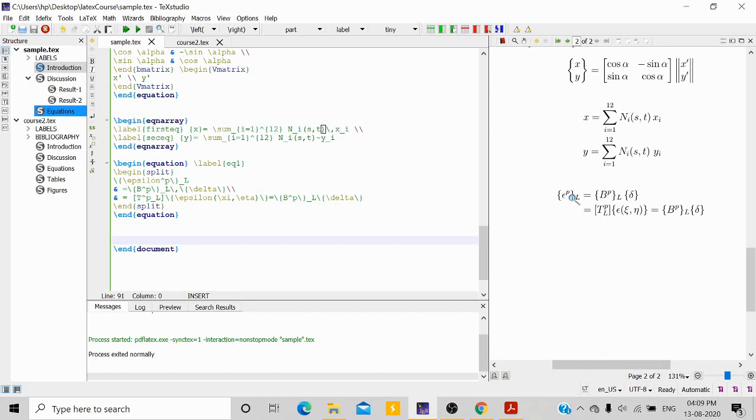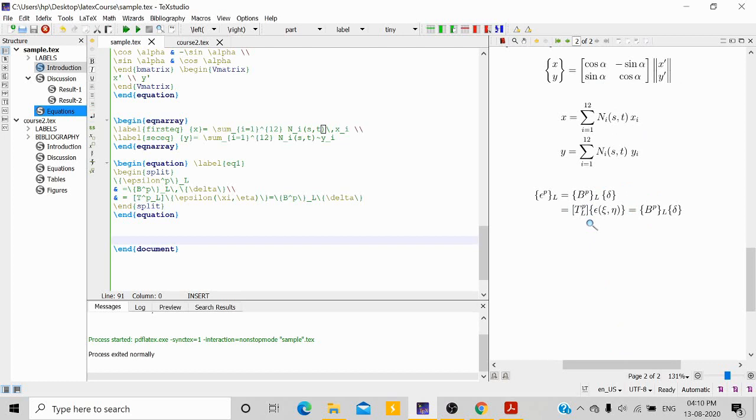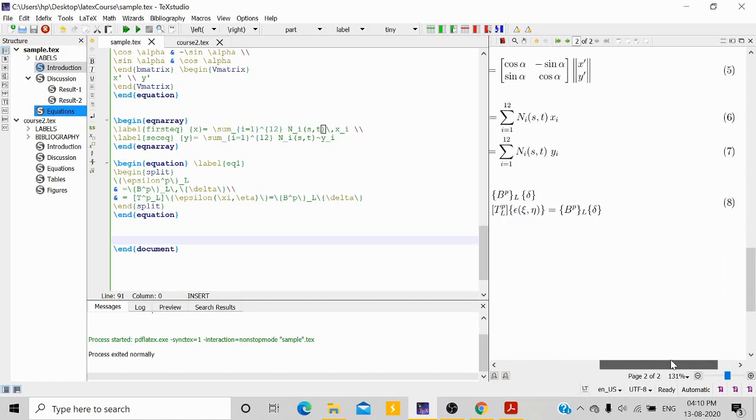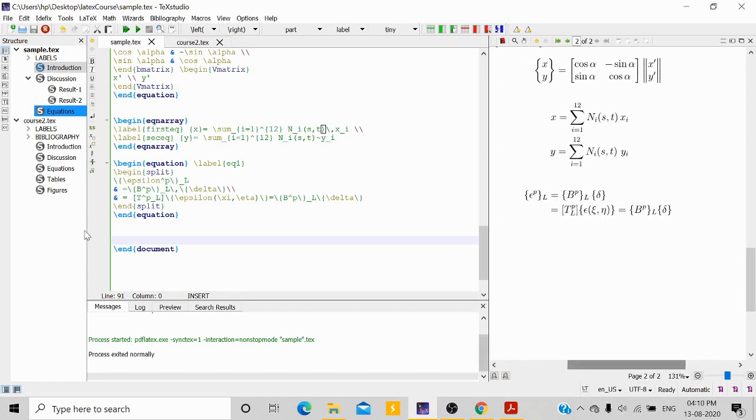Okay, so if you want to write something like this, sigma PL will be P into delta. So these are actually equations from my own journals, which I have published. So is equal to TPL into epsilon sigma n is equal to. So you want something which is related and you want just one equation. At that time you can use split. So begin equation, end equation. Within that again you have to write begin split and end split. Okay, so let me show you.